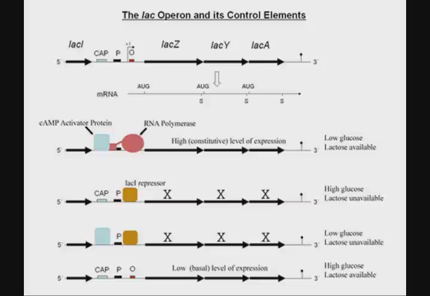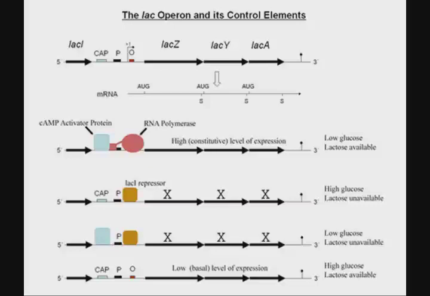Now, if we look at a different situation where we have glucose, but lactose is unavailable, the cell prefers that. That's a better situation. So there's not going to be much cyclic AMP. CAP is not active. There's no lactose available, so this whole operon is actually shut down by the repressor as well. Tuck it away. I don't want that. I don't need it because I have plenty of glucose.